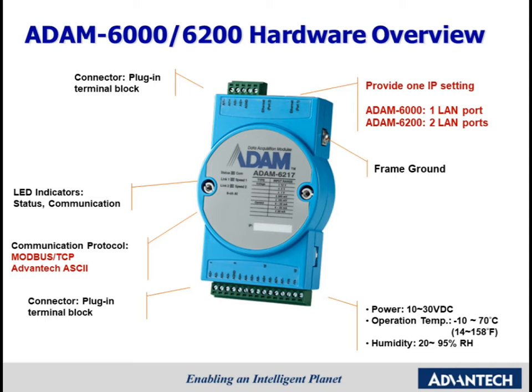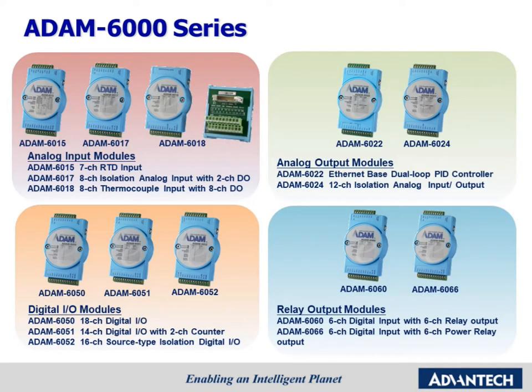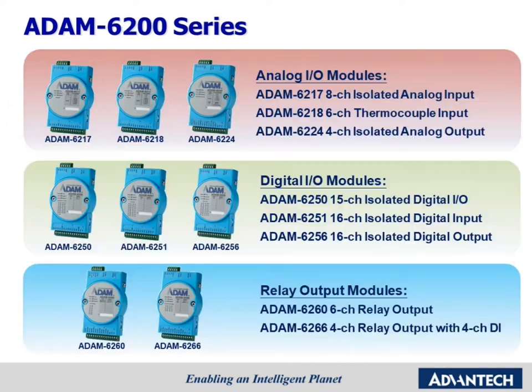The most important point is that the ADAM-6000 has only one LAN port, while there are two LAN ports in the ADAM-6200 series. Just like the ADAM-4000 series, the ADAM-6000 series can be divided into three groups, including analog I/O, digital I/O, and relay output. The ADAM-6200 series is the same as the ADAM-6000 series and can also be divided into three groups.